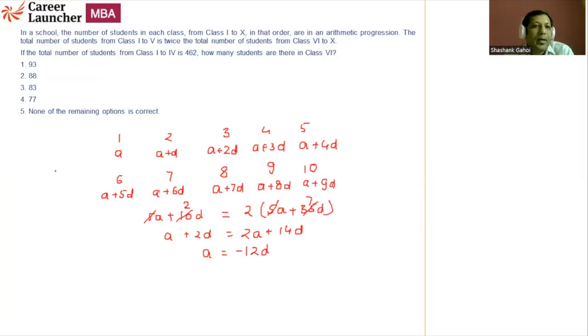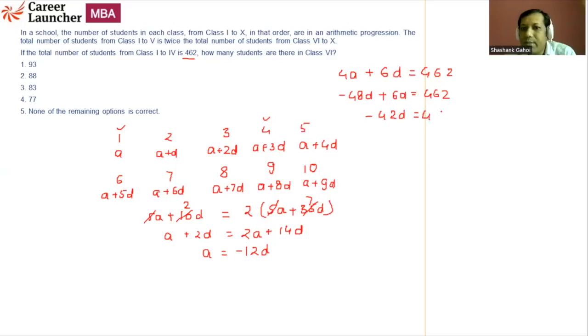Okay. Now, it says the total number of students from class 1 to class 4 is 462. So class 1 to class 4, what is the total number of students we have? That is 4A plus 1, 2, 3, 6D. And that is equal to how much? 462. Okay. So 4A comes out to be minus 48D plus 6D, and that is equal to 462. So minus 42D comes out to be 462. So D comes out to be minus 11.